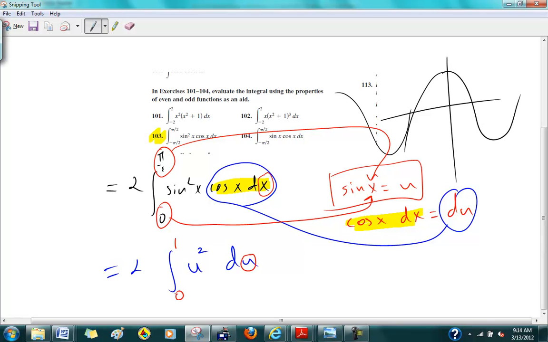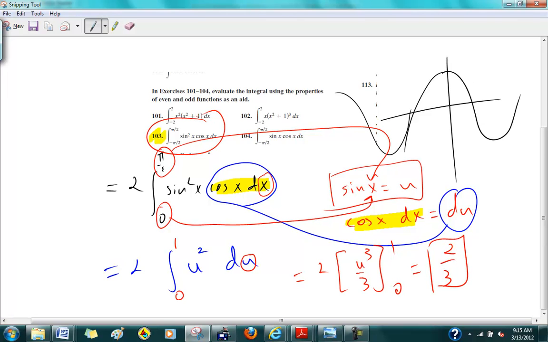Well, you know how to integrate u squared. And you plug and chug 1, 0. What do you get? Two-thirds. Can you check the original equation? That's this one here, and see that you get 2 over 3. Is everybody all right? Any questions here?